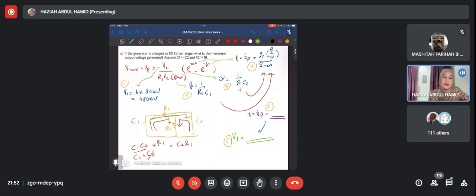Okay. Similarly untuk beta. Beta dia akan lalu yang warna merah tu. Tapi masa dia lalu dekat warna merah tu, the C1 and C2 now become parallel. Parallel, they both discharge to R2. They parallel with each other. So C1 plus C2 and R2. Tapi kita boleh assume C1 plus C2 akan jadi C1 sebab C1 much larger than C2. That's why dia punya equation ialah 1 over R2 C1.